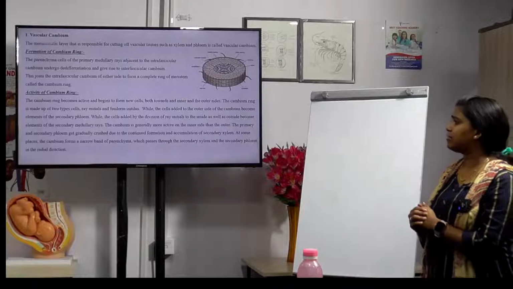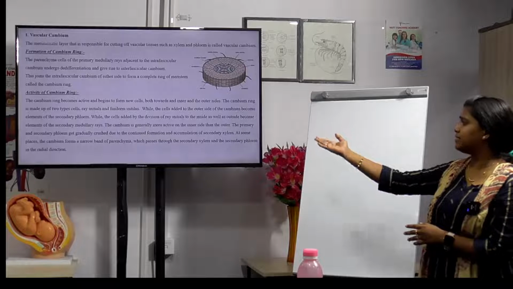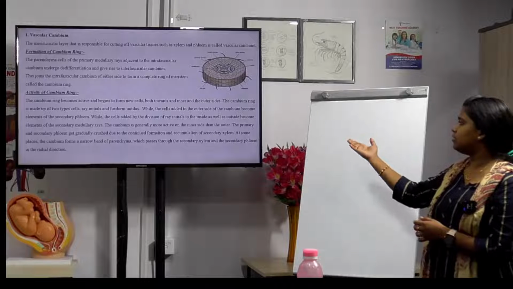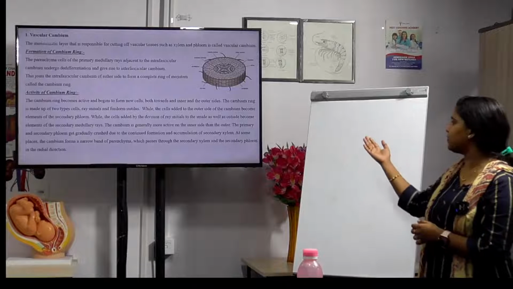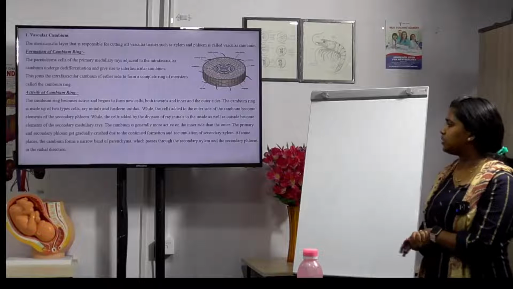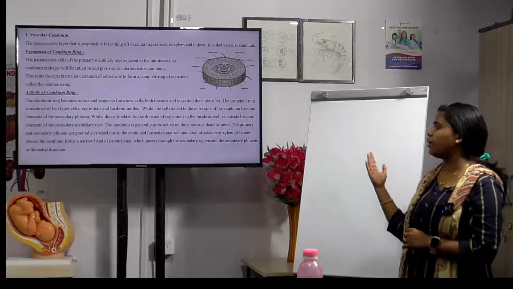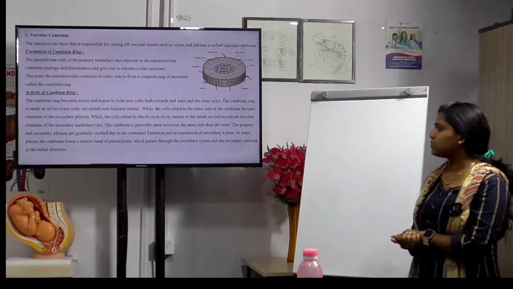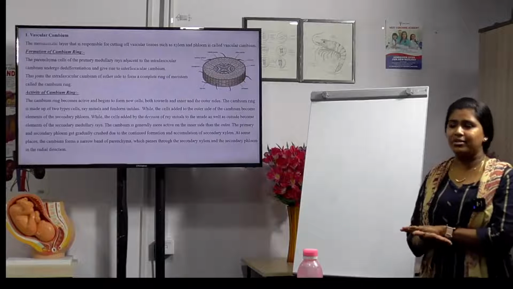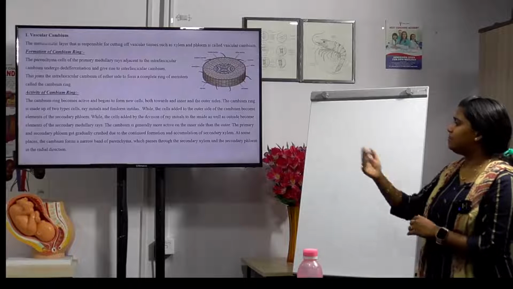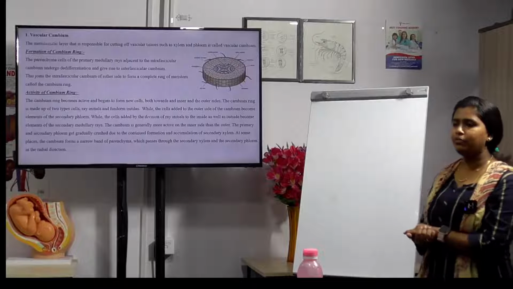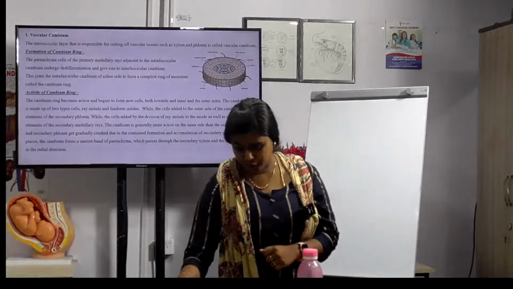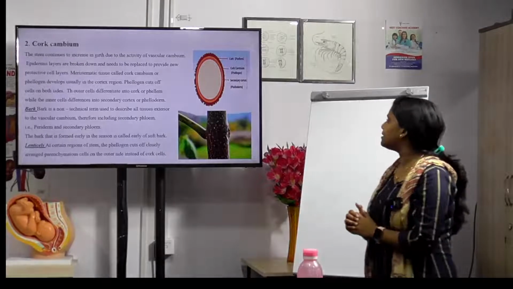First, the earlier cambium becomes elements of the secondary phloem. Now it becomes the secondary medullary rays. And the cambium is generally more active on the inner side than the outer side. The primary and secondary phloem get gradually crushed due to the continued formation and accumulation of secondary xylem. So what happens as secondary xylem grows? The primary xylem gets crushed. At some places the cambium forms a narrow band of parenchyma which passes through the secondary xylem and secondary phloem. Okay, fine.